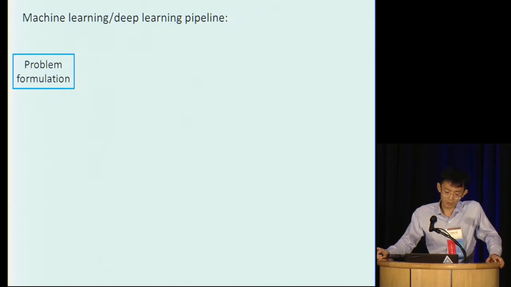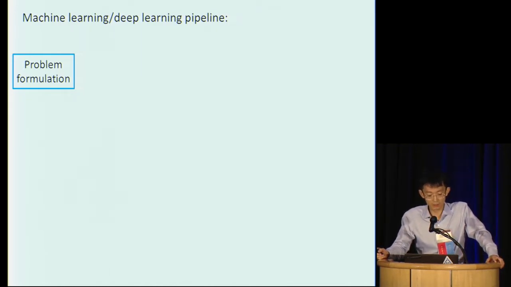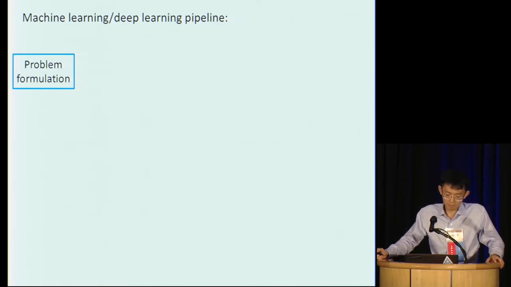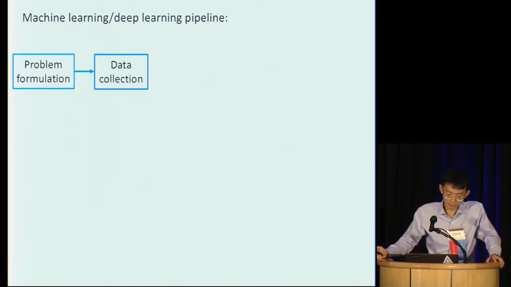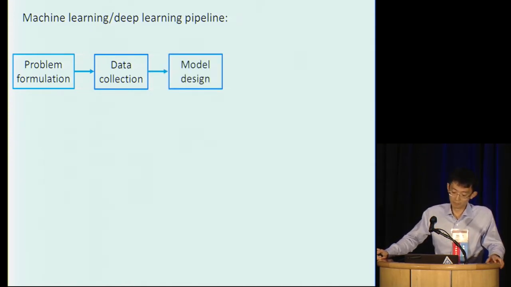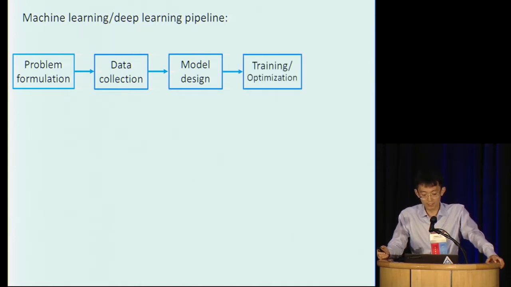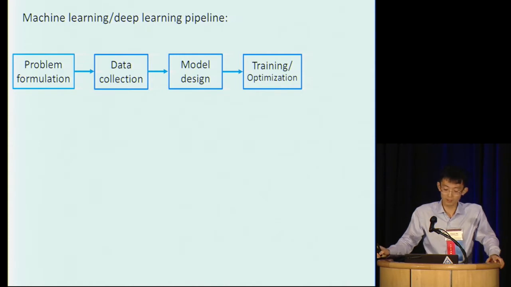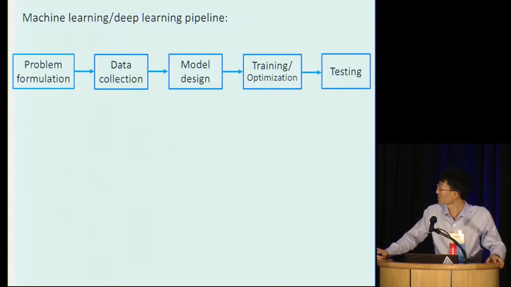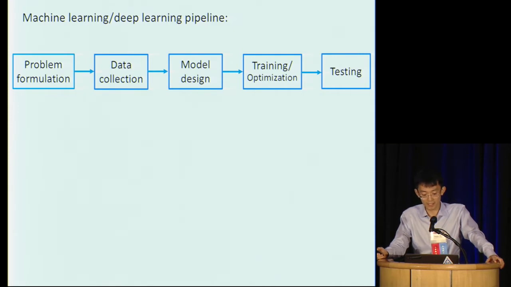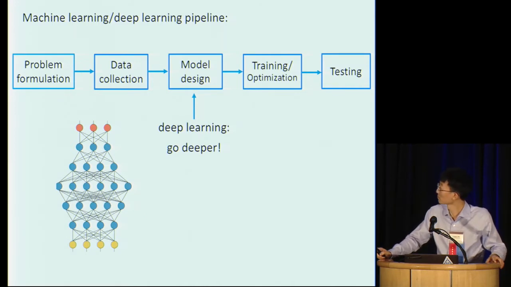If you want to apply deep learning or machine learning in general to some question, then probably you have to go through some of these steps. First of all, we have to formulate our problem as a machine learning problem, and then probably want to collect data, training data and test data. And then we want to design our model, and sometimes this is deep neural networks. And we may want to use some optimization algorithms to train the model. And then we probably want to test the performance of our model on the test data. So deep learning is often referred to as this model design phase where we just go deeper with neural networks.